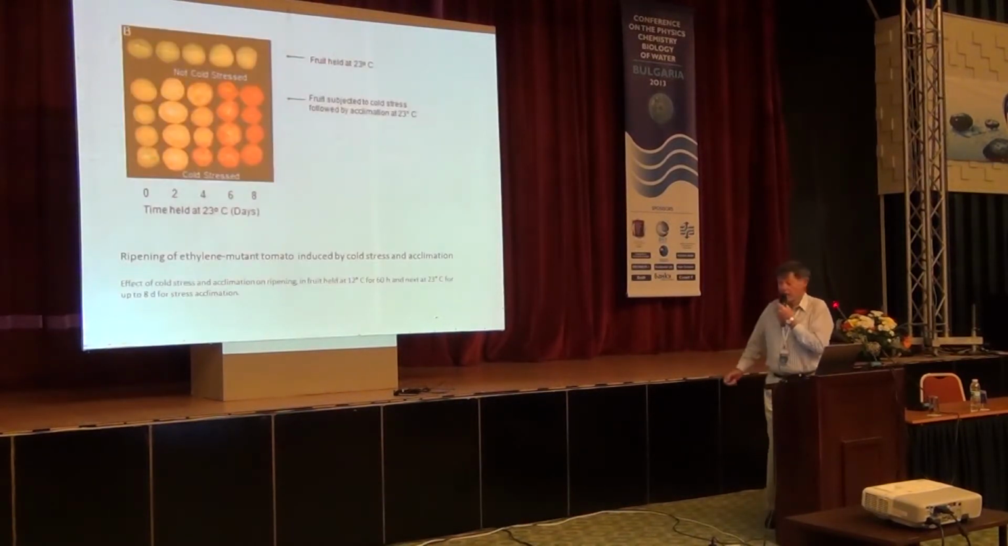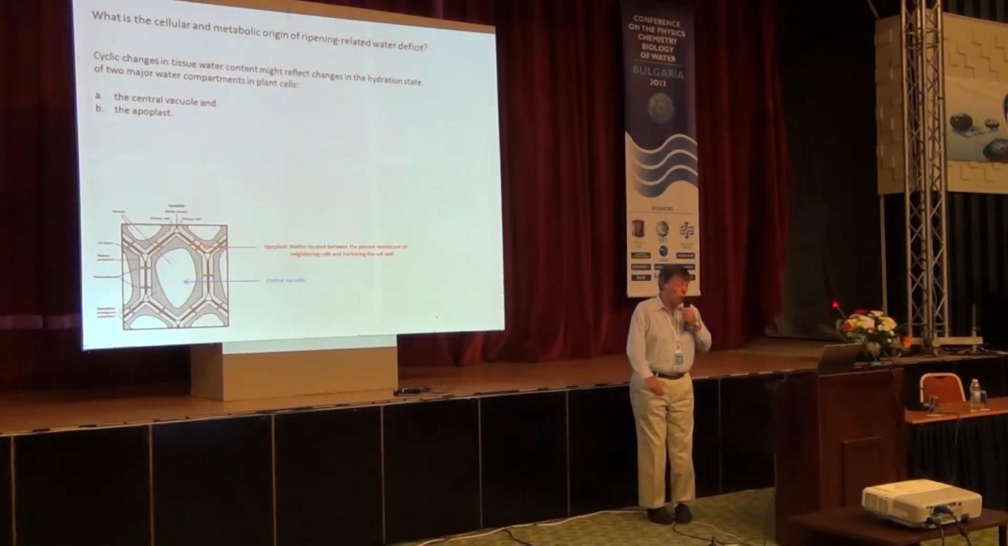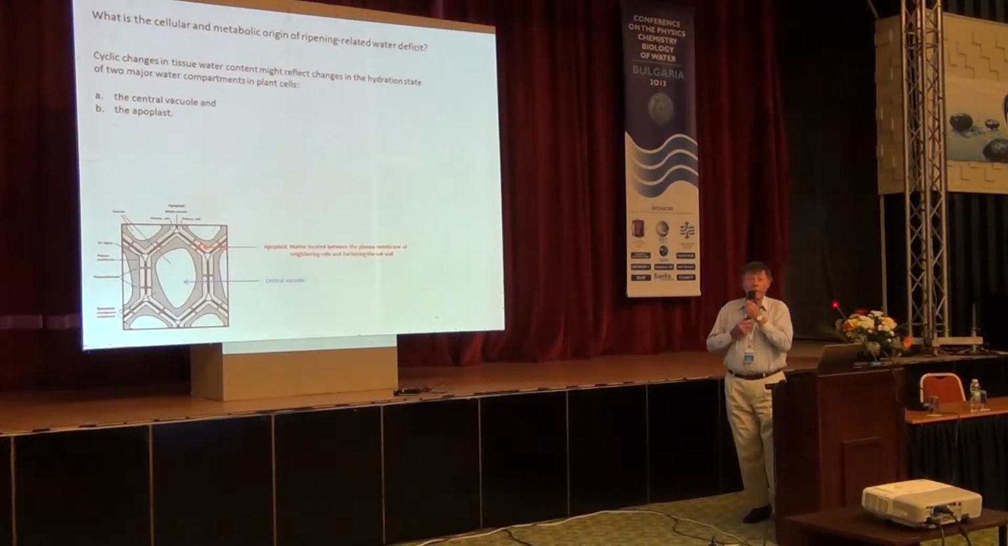We did a more detailed study, keeping the tomatoes under cold conditions in order to reduce water content, and then bringing them back to room temperature, and observing the change in the rate of ripening. This is a study that was carried out over a period of 8 days. Please note that these are tomatoes that did not receive cold treatment, they stayed green. They lost some of their chlorophyll, but they certainly do not ripen. So, there is some evidence that the decline in water content and the onset of fruit ripening might have something to do with regulating the ripening process.